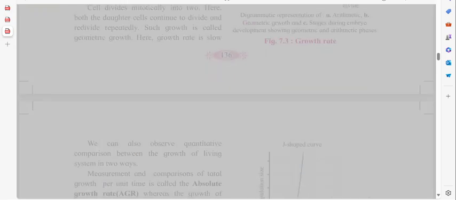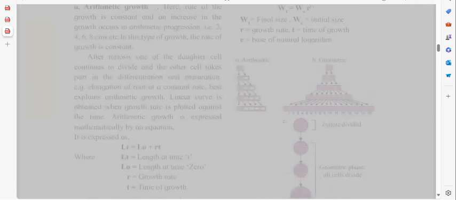B. Geometric growth. Cell divides mitotically into two. Here, both the daughter cells continue to divide and redivide repeatedly. Such growth is called geometric growth. Here, growth rate is slow initially. W1 = W0 e^rt, where W1 is equal to final size, W0 is equal to initial size, r is equal to growth rate, t is equal to time of growth, e is equal to base of natural logarithm.